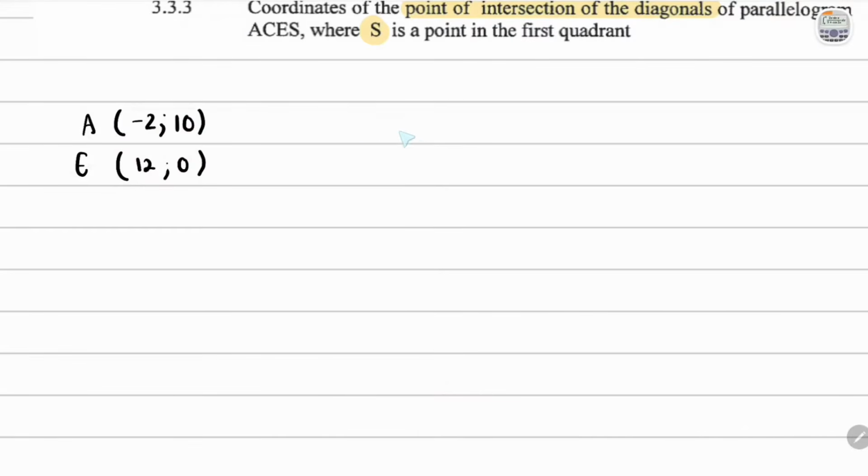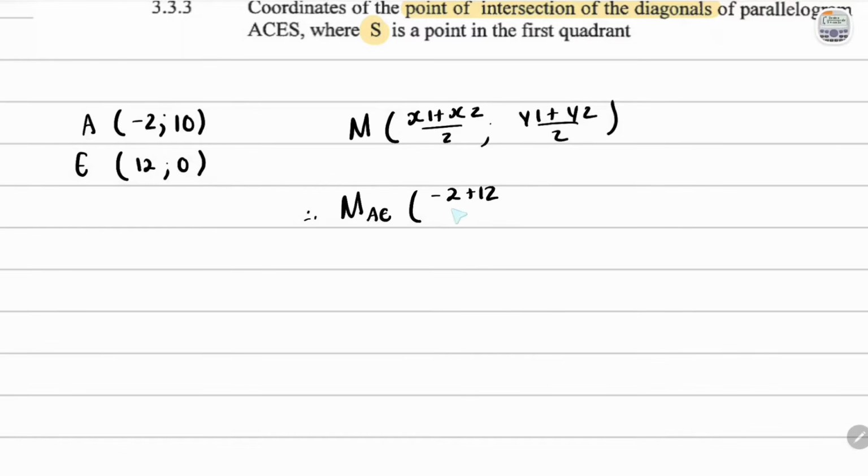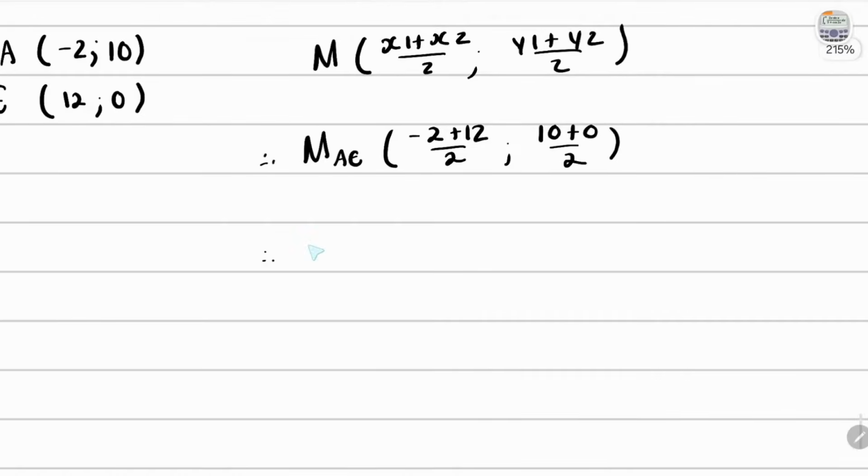So here's A and E, and we're trying to find the midpoint. The midpoint formula is (x1 plus x2) over 2, and then (y1 plus y2) over 2. Now the midpoint of AE is simply found by saying negative 2 plus 12 over 2 and 10 plus 0 over 2. Okay, so just simplify that and that would be our answer.